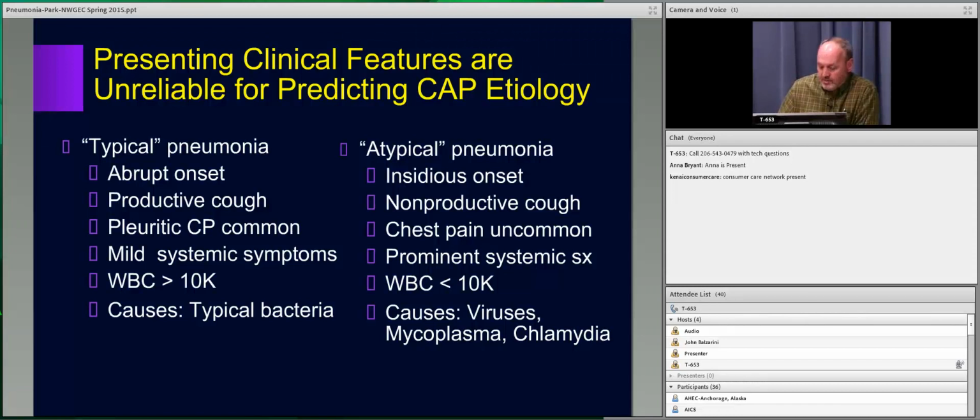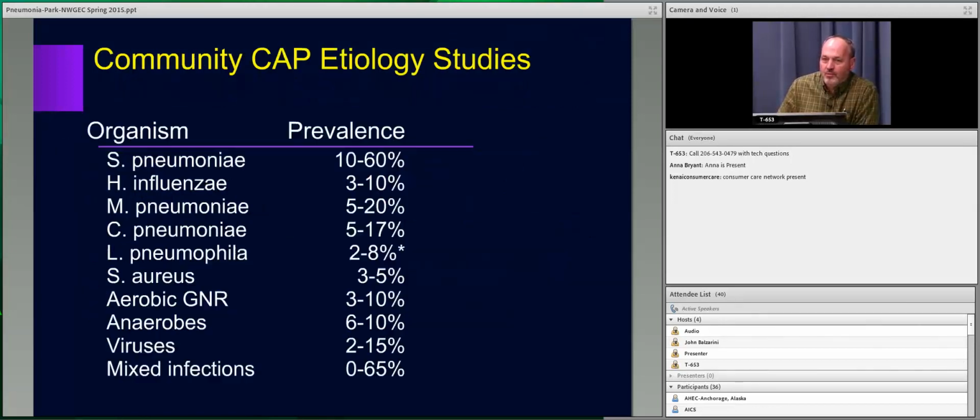It turns out, if you can really dig down and find out the specific etiologic cause, these features are pretty unreliable for predicting the actual cause. So one more reason why I think we're better off going with guideline recommended antibiotic treatment rather than trying to guess what it's going to be based on how the patient looks. Okay.